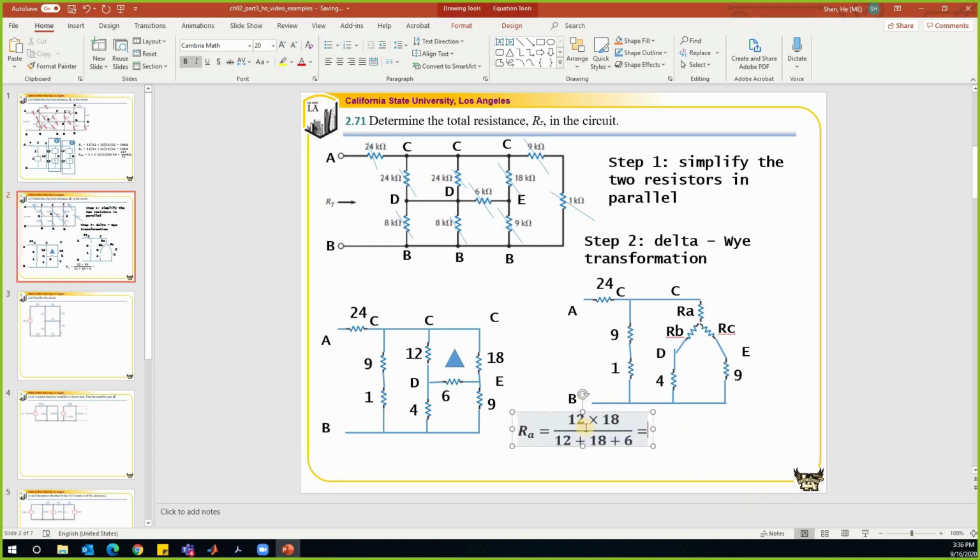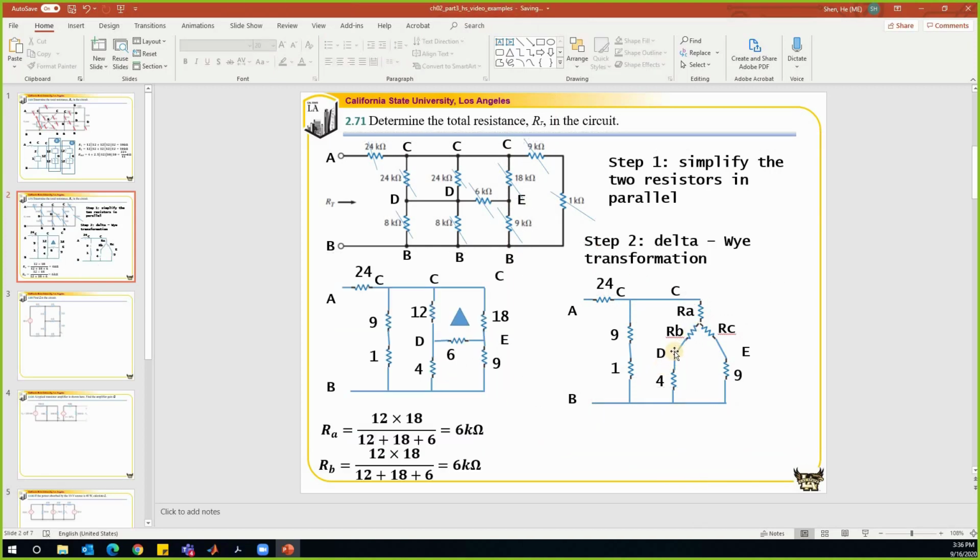So look at the denominator. We have 12, this is 18, and one more 6. So that is 6 times 6. We cancel the 18 with a 6, cancel another 6, it gives us a 6, and the final answer is 6 kilo ohm. And similarly, we can find the resistance for RB and RC.